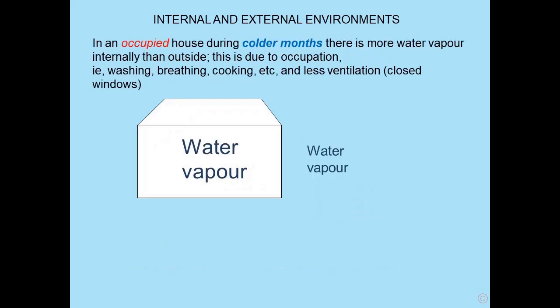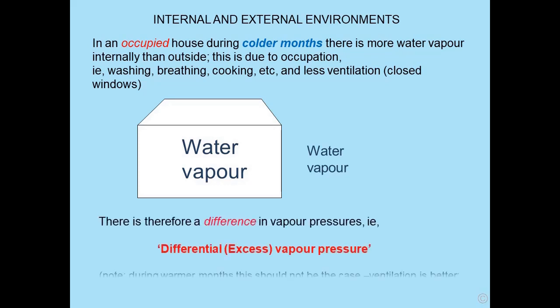However, if we look at an occupied property, during the colder months, there is more water vapour internally than outside, simply due to occupational activities. Thus, we now have a difference in vapour pressures between inside and out, and this is known as the differential or excess vapour pressure. However, during the warmer months this should not be the case, as we'll see in a later module. Ventilation is better with open windows and doors. But during the winter we do get this difference in vapour pressures, the differential vapour pressure.